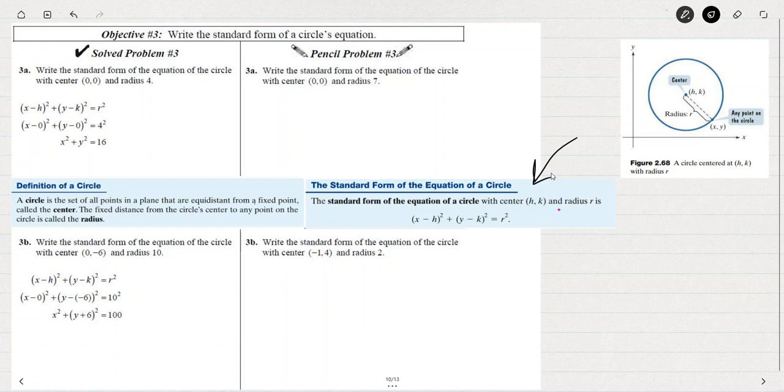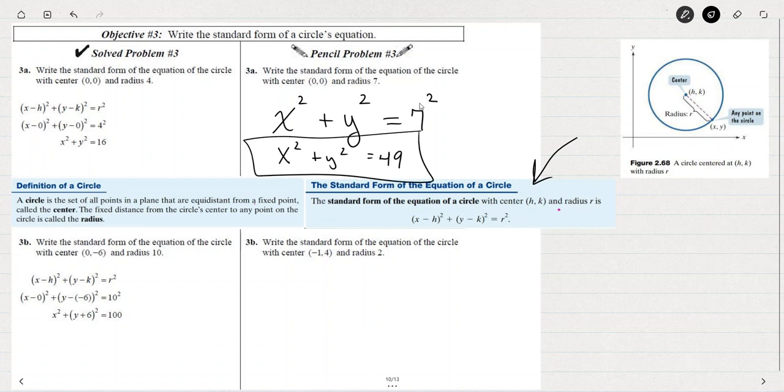When we want to write the standard form of the equation of a circle with a center 0, 0 and radius 7, we could replace the h and the k with 0. So we would just have x squared plus y squared. And that's going to equal the radius squared, or 49. So the equation of the circle would look like this.